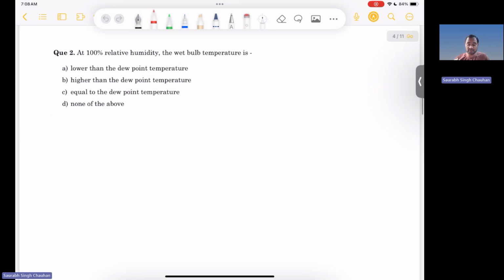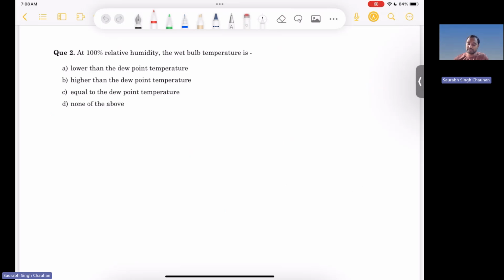At 100% relative humidity, you know that the wet bulb temperature, dry bulb temperature, and dew point temperature all are equal, right? You know what dew point temperature is. You can think in this way: you have a mixture of air and water vapor, and you cool that mixture at constant pressure. So at some point you will reach 100% relative humidity. Okay, so condensation will start. That temperature, when condensation starts or you reach 100% relative humidity, is called the dew point temperature.